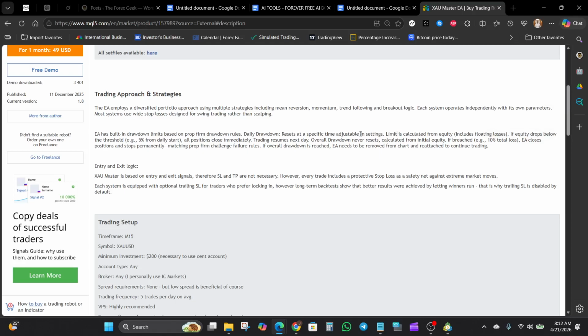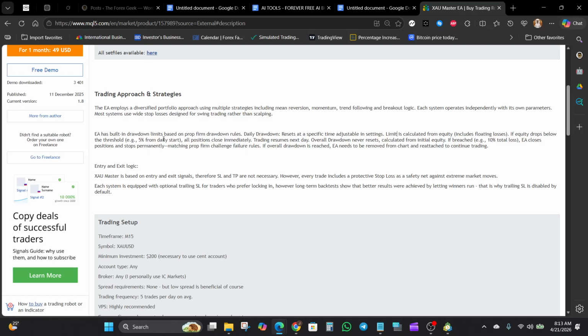In terms of risk management, this is actually one of the stronger aspects of the EA. It includes daily drawdown limits, where trading stops if a certain loss threshold is reached. And then we also have the overall drawdown protection, which can completely halt trading if a maximum loss is hit. And these are modeled around prop firm style rules, which is interesting, right?